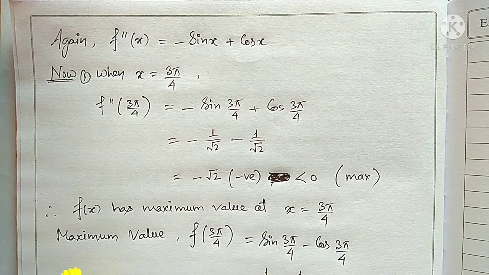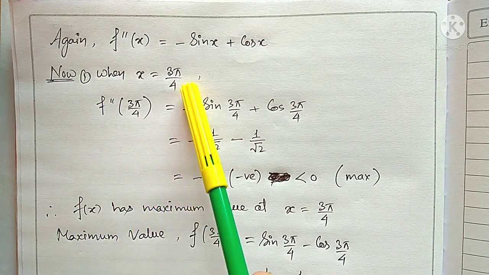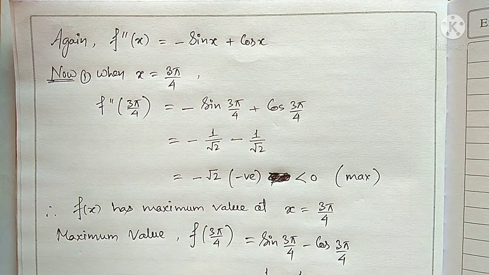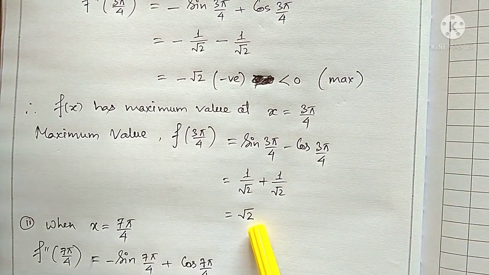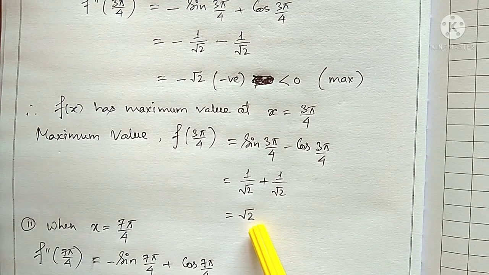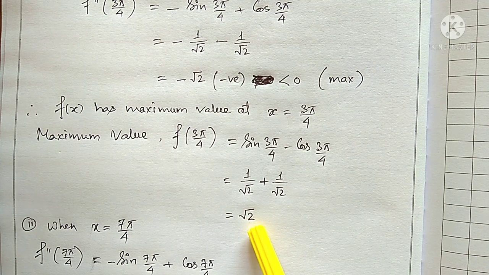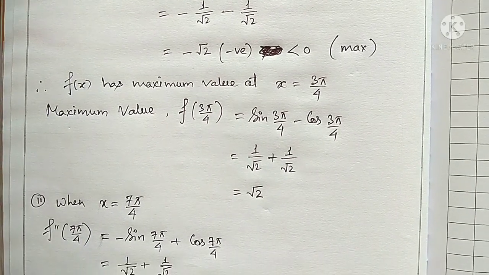But we don't know the maximum value, so now we have to find out the maximum value. How can we find it? Whatever critical point we take, we have to put it in the main function. The main function is f(x) equal to sin x minus cos x, is it not? So we put it there, and after calculating, the answer we get is root 2. So the maximum value at the critical point x equal to 3 pi by 4 is root 2. Is it clear? All of you understood this one?